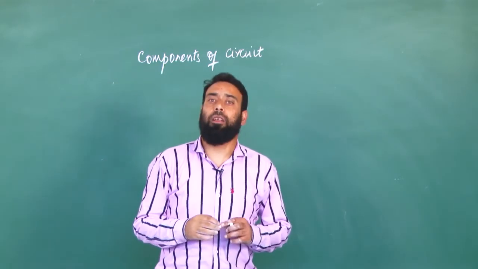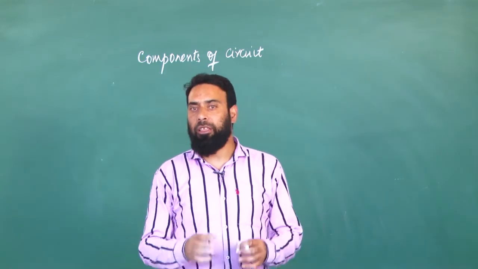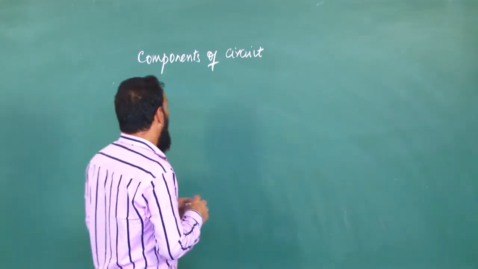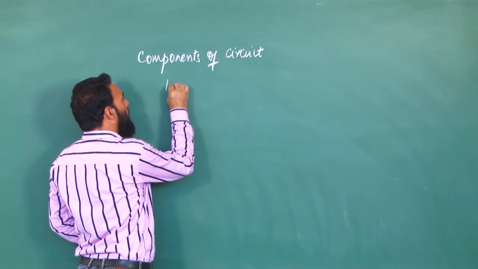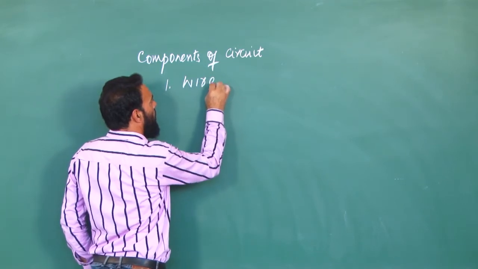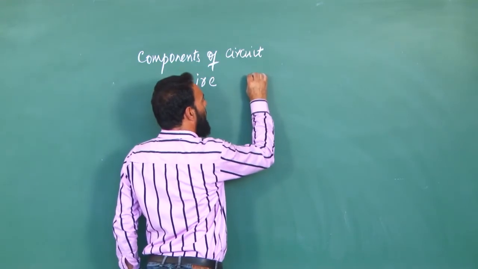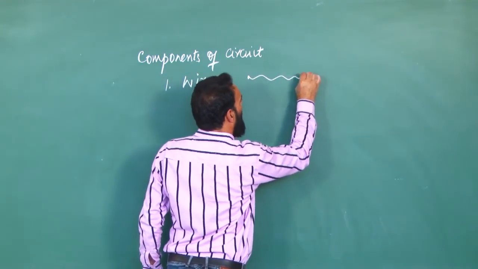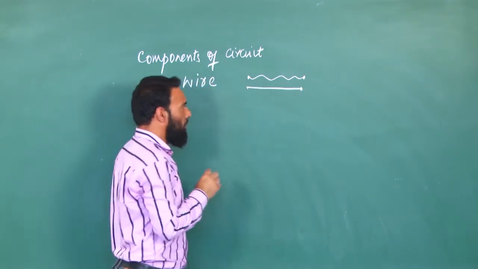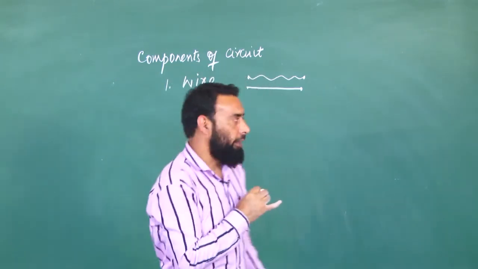The most important component of a circuit is wire. All other components are connected together by means of a wire. The first component of the circuit is wire. How will we represent the wire? We represent the wire like this. This is a wire, or simply a straight line having two ends. So we represent wire like this.